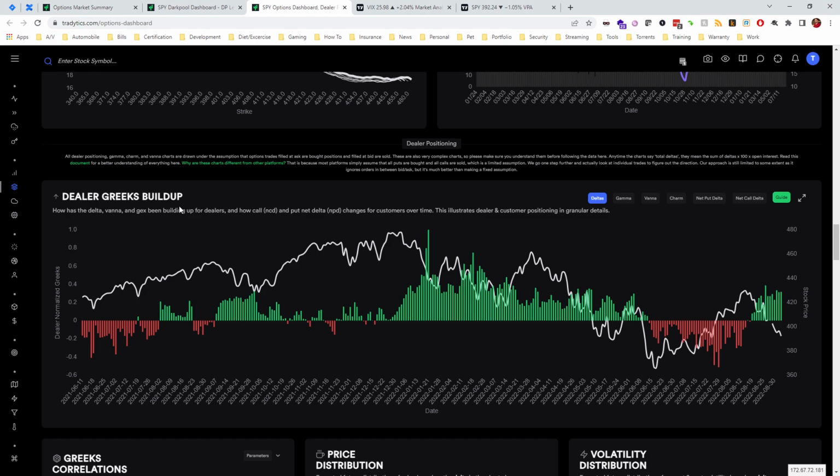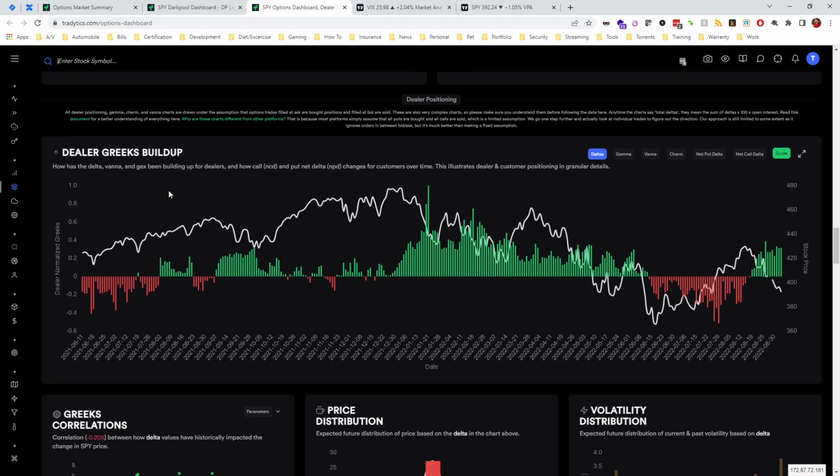But for now, I want to focus on this dashboard here, which shows us the dealer Greeks build up. It shows us how dealers are building up, how deltas have been built up from a dealer perspective, gamma, vanna, and charm. What I mean by a dealer perspective is essentially the market maker perspective. Us as retail traders, we're typically called the consumer. We're the ones, when we buy or sell options, typically interacting with a market maker on the other end.